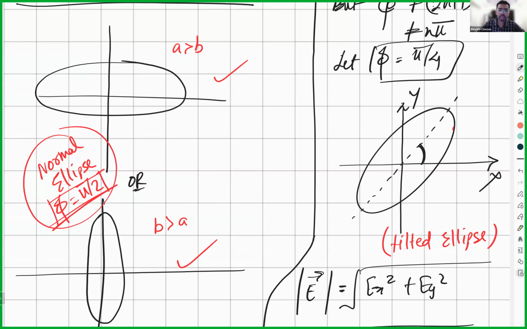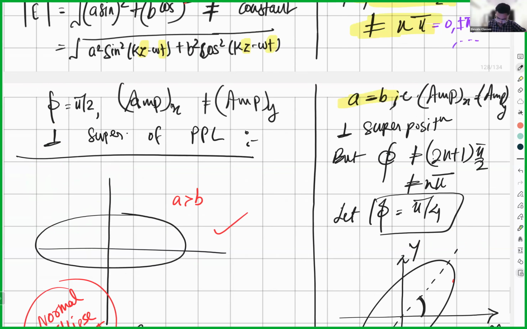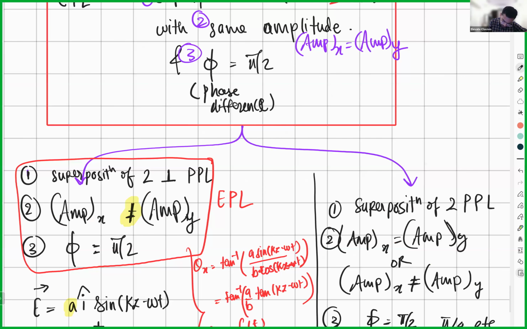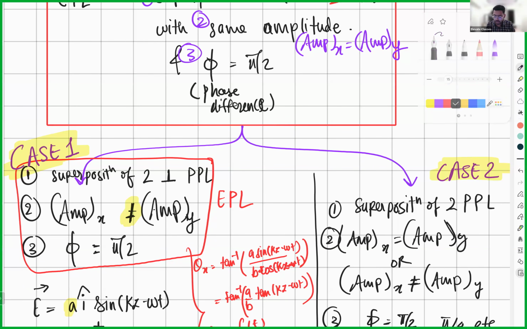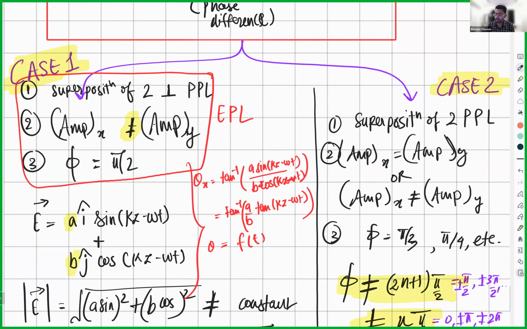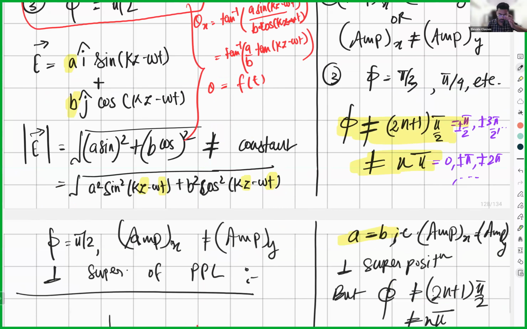Now let us take case 1 and case 2. Let us say the left side is case 1, the right side is case 2. Okay. Let us take one example each of case 1 and case 2 and try to prove why we are getting these kinds of ellipse.